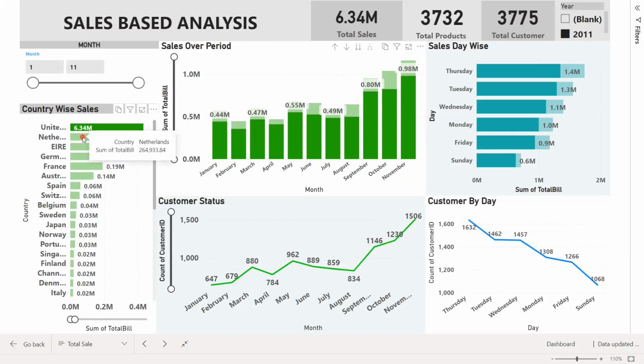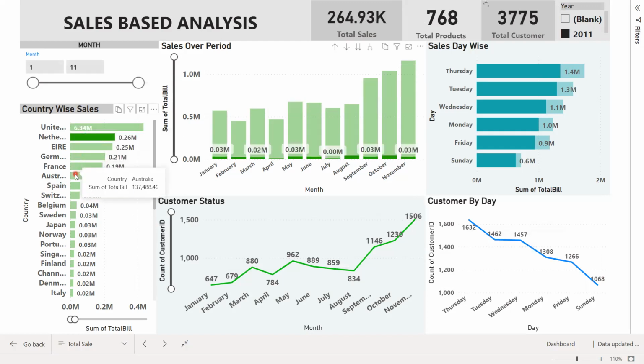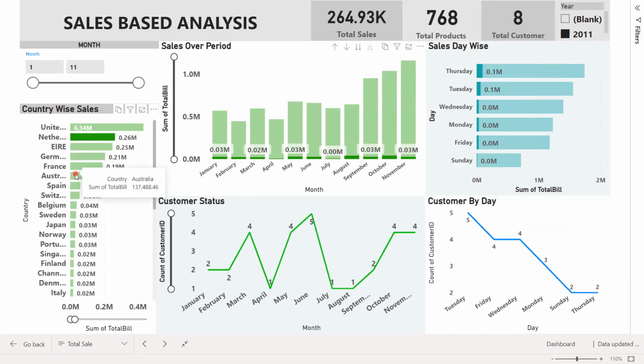Further, other countries have also contributed to the sales. Netherlands, Germany, France, in descending order, we can see sales happening, but comparatively they are very low.